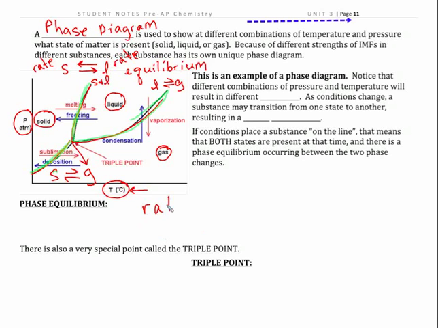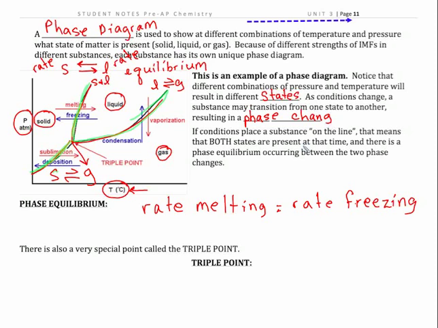So an equilibrium is when the rate, let's just use one as an example, when the rate of melting is equal to the rate of freezing, we have an equilibrium. All right, so as we change temperatures and pressures, we'll end up with different states. And when we change states, we call that a phase change. Both states are present on the line.